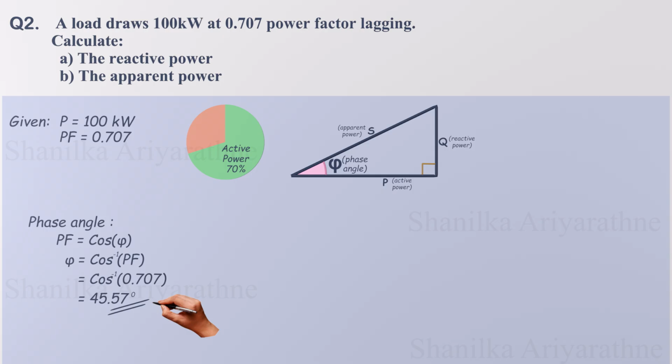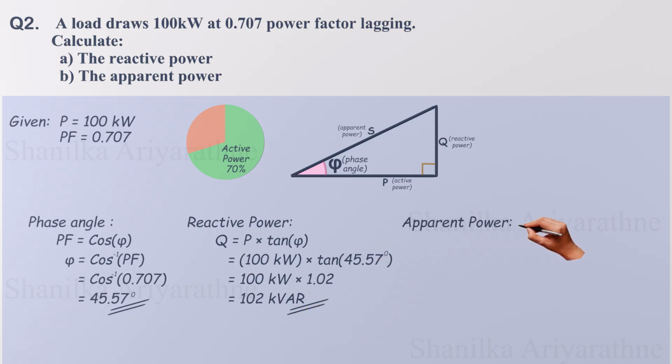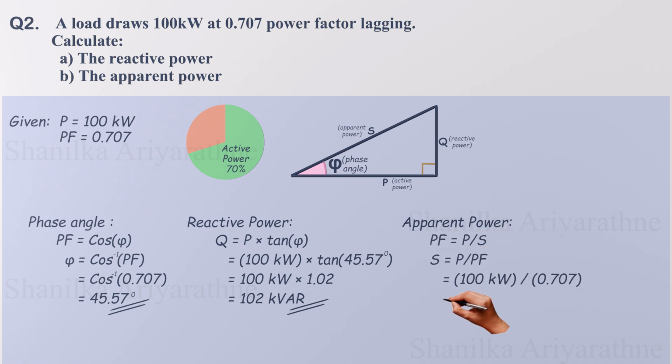Using our power triangle as a guide, we can see the reactive power is equal to P times tangent phi. So the reactive power is 102 kilovolt ampere reactive. Finally, let's calculate the apparent power. We can use our power factor and active power. Apparent power is 141.42 kilovolt amperes.